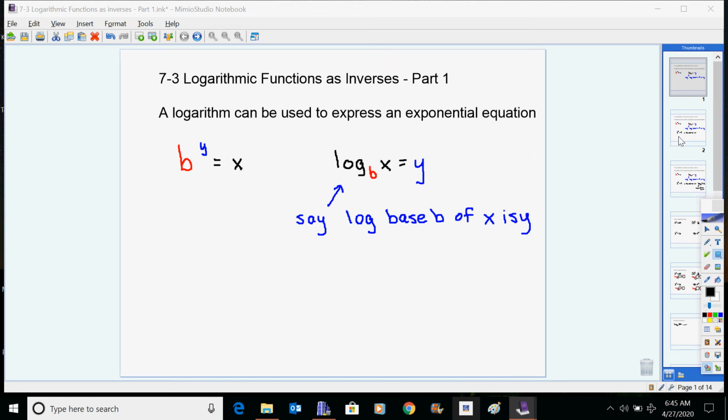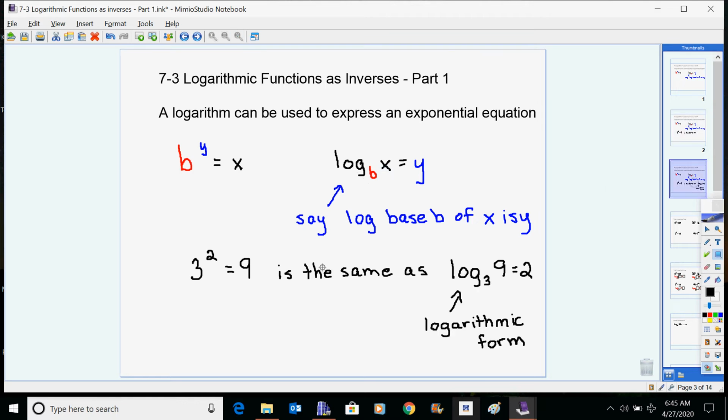So let's look at an example that has some numbers in it. 3 to the second power equals 9 is the same as log base 3 of 9 equals 2. Log base 3 of 9 equals 2, because 3 to the second power equals 9. And this would be in logarithmic form. So this will be pretty interesting for us to figure out how to show graphs of that.